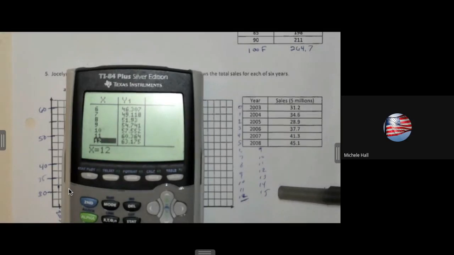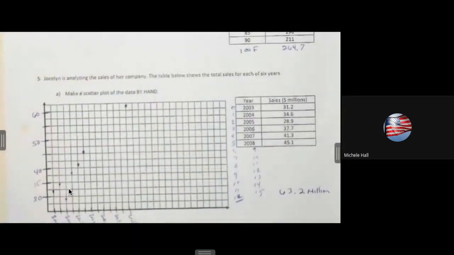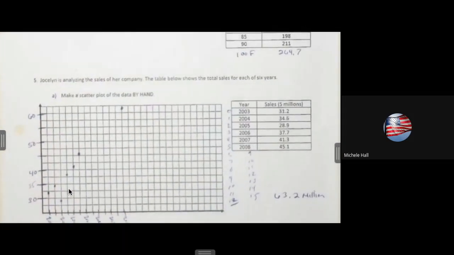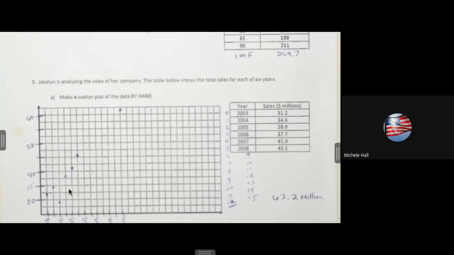And check their answer. How many decimal places? 63.2 million. In 2015, there were 63.2 million in sales.